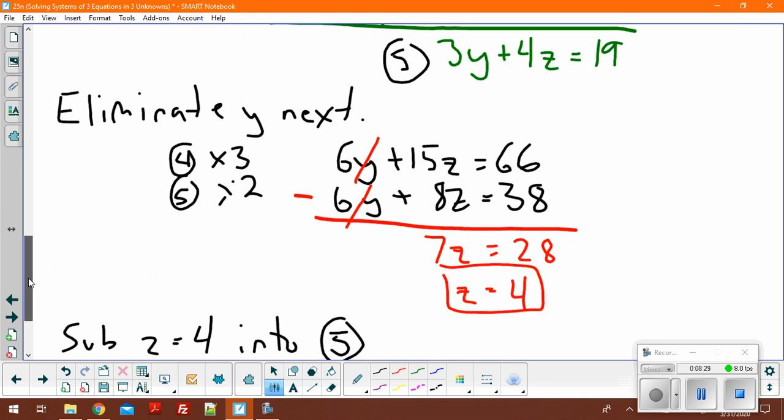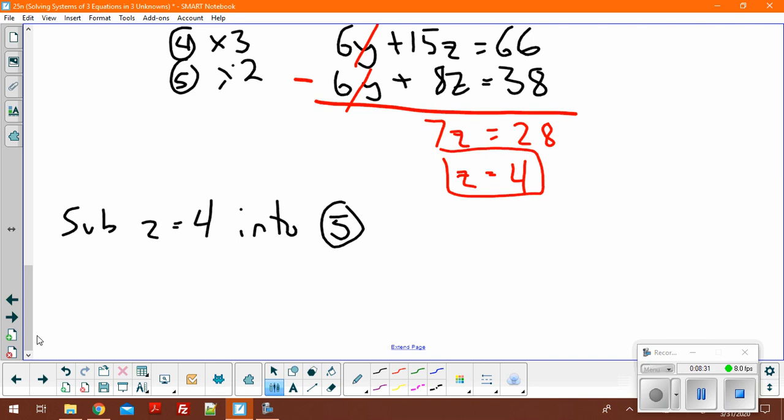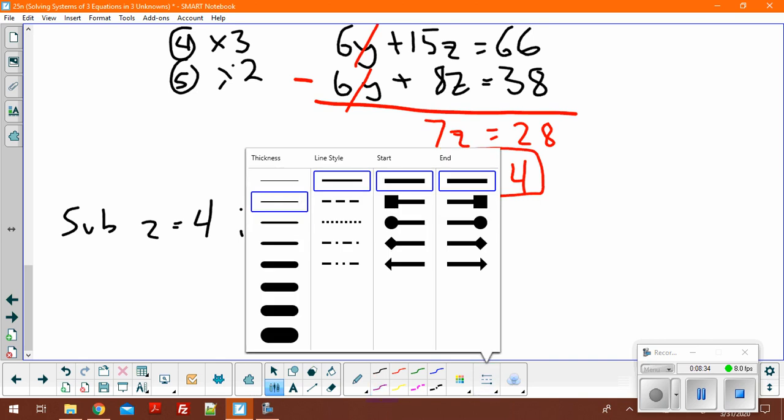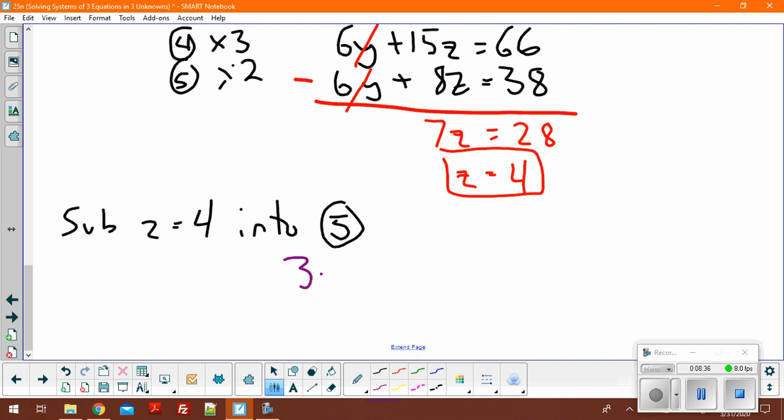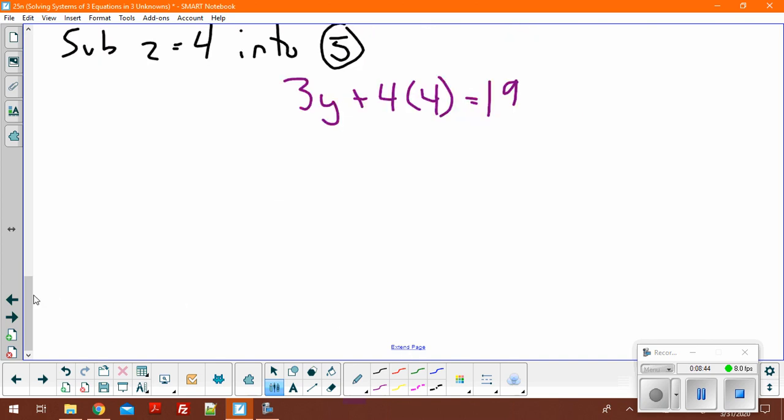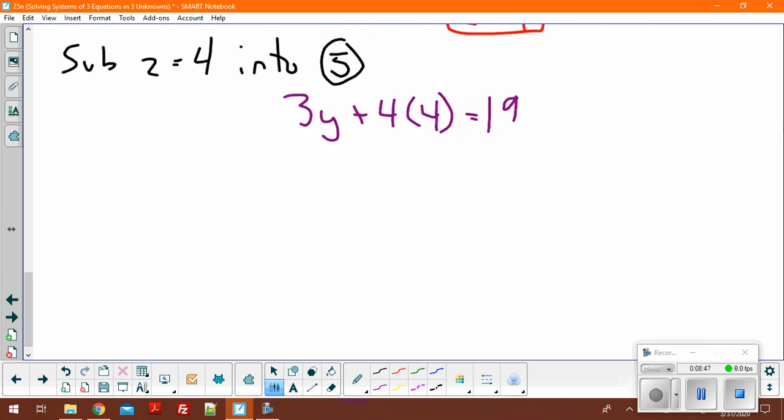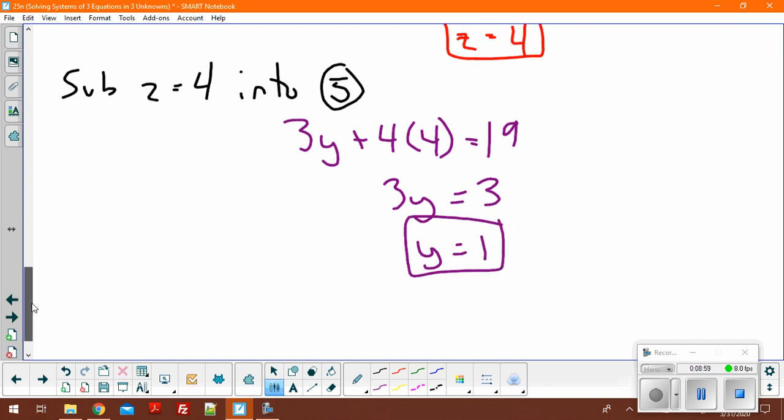So 3y plus 4z equals 19. Okay, so I had 3y plus 4 times z, which is 4, equals 19. Okay, and now I can solve that for y. So 3y equals 4 times 4 is 16. Bring it over. I have 3y equals 3. So y is equal to 1. Okay, so now I've got y and z.